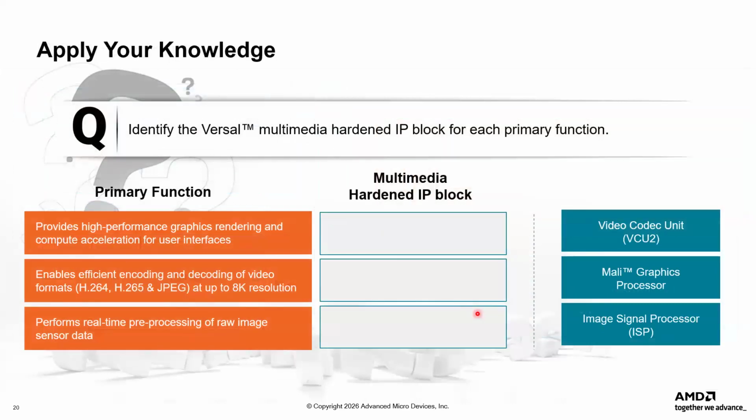So they ask us to identify which Versal hardened IP blocks are going to do which functions for us. On the left-hand side, the primary functions are: provide high performance graphics rendering and compute acceleration, enable efficient encoding and decoding of video formats, and then real-time pre-processing of the data. Obviously, the first one is going to be the Mali graphics processors. The encoding and decoding is going to be the video codec unit, and the real-time pre-processing is going to be the image signal processor.